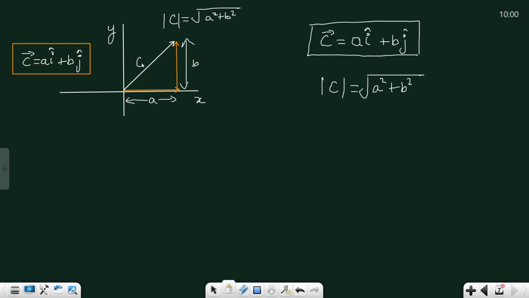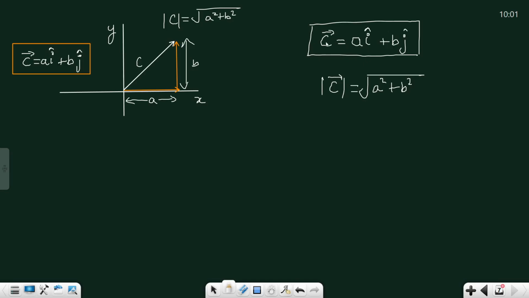Magnitude of C is the length of C. You can find this length using the Pythagoras theorem. So when you have any vector and you have to calculate the magnitude, it is simply A square plus B square, the simple calculation of hypotenuse using the Pythagoras theorem. Simple calculation. Did you understand or not?